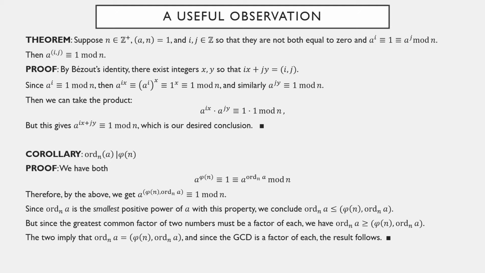But of all the numbers that are less than or equal to phi of n, 1, 2, 3, all the way up to phi of n, they couldn't all be the order. The order mod n of a has to be a factor of phi of n.